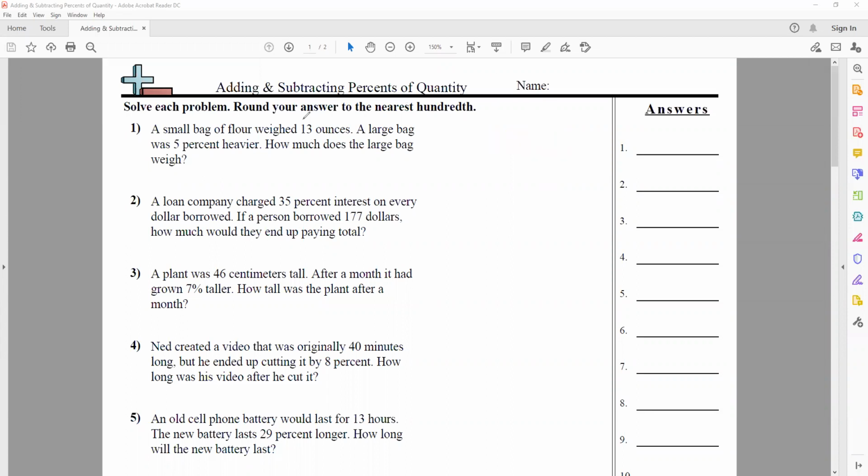So let's try this again. 13 ounces, right? So you're going to take 13 times. Which one do you want, decimal or fractions? Pick one. Fractions. Okay, so it'll be 5 divided by 100. Can you do it in your head? What is 13 times 5? 13 times 5 is 65. Yep. And then divide by 100.